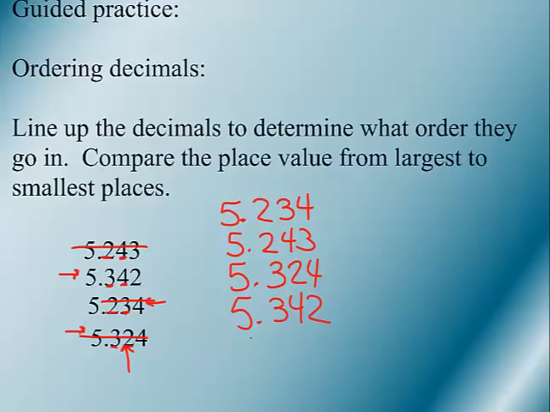I have 5's in the ones place. I have 2, 2, that's in order. 3, 3, that's in order. If I just look at the 2's, I have a 3 and a 4, that's in order. And if I look at the 3's, I have a 2 and a 4, and that's in order.